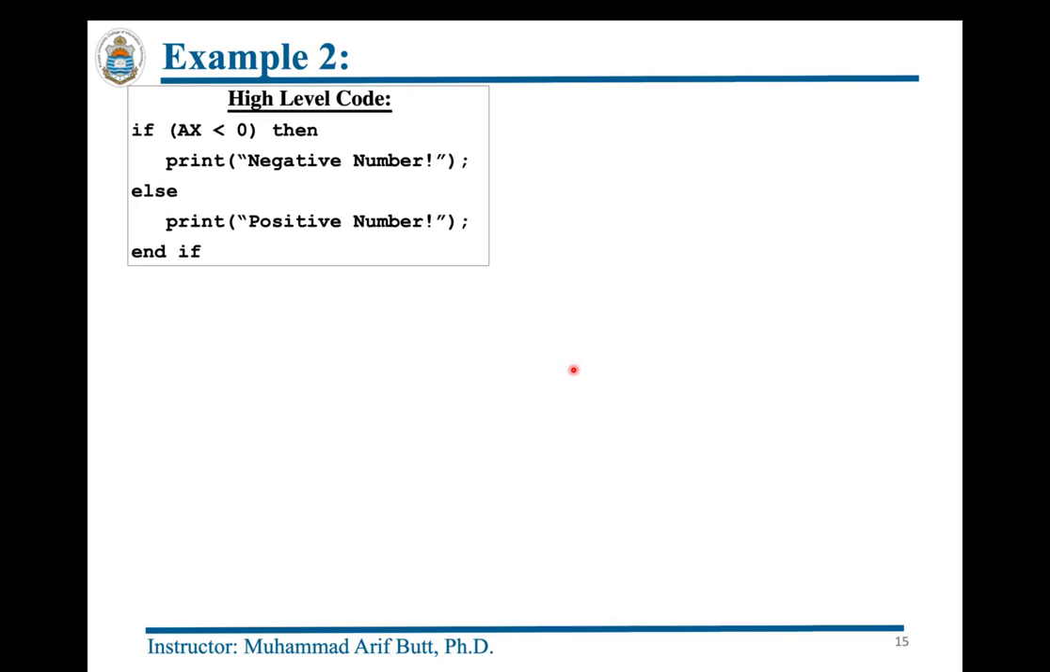Okay, before moving on to the Linux terminal, let's do another example as shown over here. This is a variation of the previous example, where if AX contains a negative number, the program displays the message negative number. Otherwise, it displays a message positive number. So we have now, if the condition is true, do this, and otherwise do this.